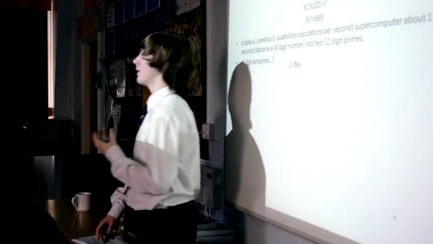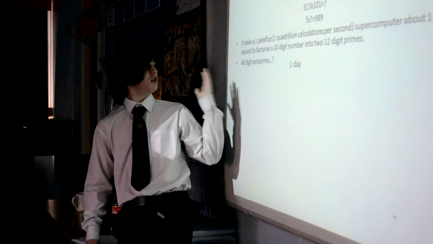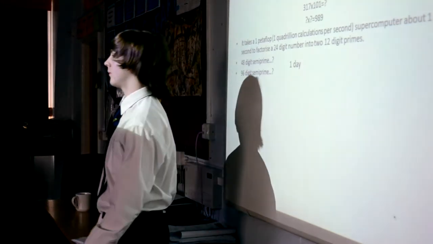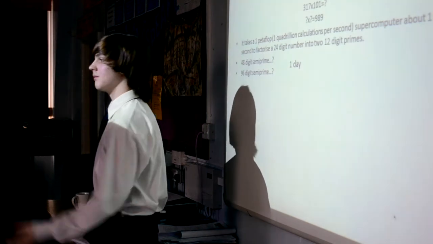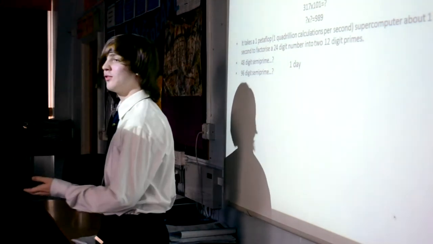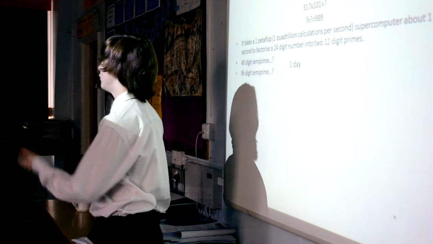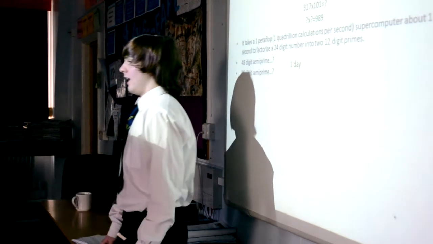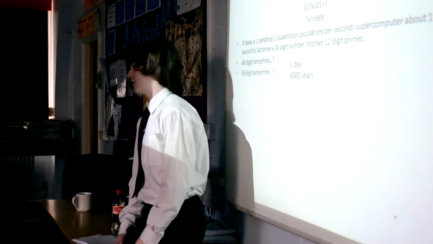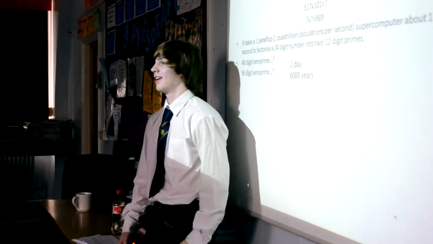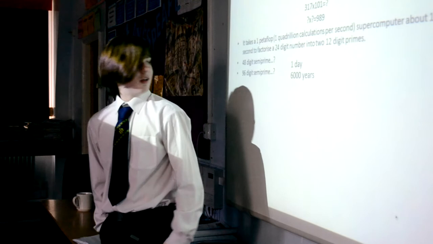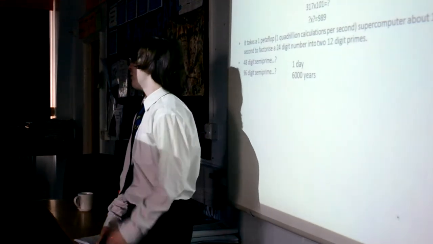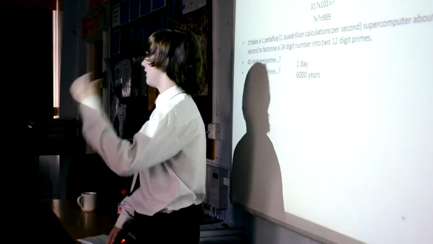So if we double the size of the problem again, so you've gone from a second to a day, and we want a 96-digit semi-prime, how long do you reckon that will take? 12 years? 2 days? It would take 6,000 years. Quite a long time. So from a second to a day, then it takes 6,000 years.